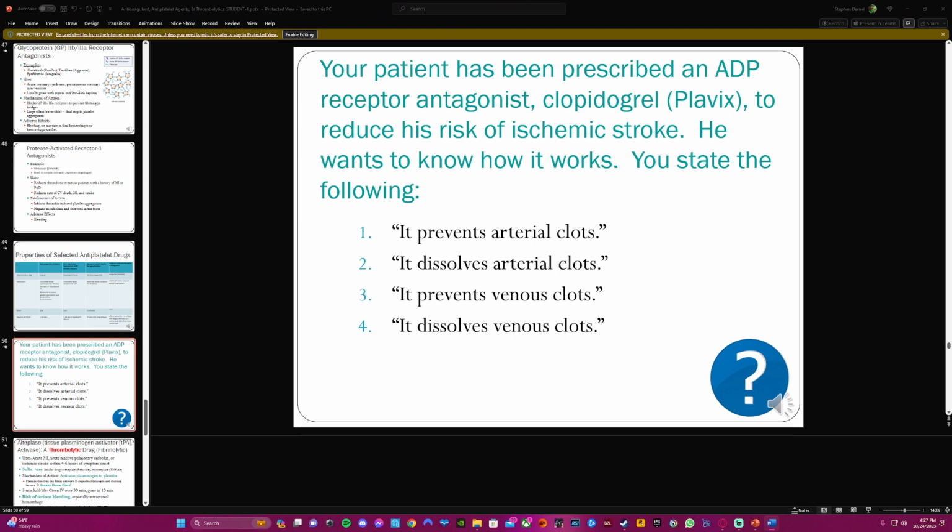Let me pull up the question. Your patient has been prescribed an ADP receptor antagonist, clopidogrel, Plavix, to reduce his risk for ischemic stroke. He wants to know how it works. You state the following: it prevents arterial blocks.